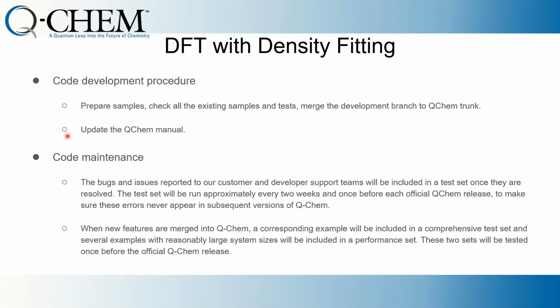Besides all development, QChem staff scientists are all responsible for code maintenance. Typically, our support team responds to customer support emails in about 24 hours. Once we realize the support problem is a new bug or issue, we will first submit it as a ticket in our tracking system, then start to fix it either ourselves or contact the developers if necessary, depending on what the problem is and who was the programmer of that piece of related code. Once the bug is fixed, its input and output files will be included in the test set, which will be run approximately bi-weekly and once before each official QChem release, just to make sure that bug never appears in subsequent versions of QChem.